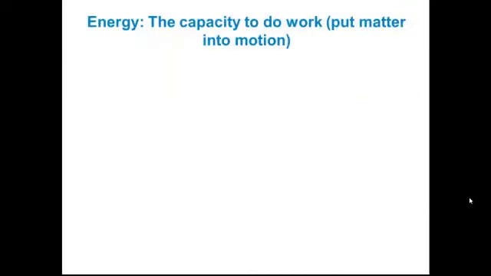The second part of chemistry is energy. Energy, by definition, is the capacity to do work, which means to put matter into motion. In this, we're going to look at two different types of energy. The first is kinetic energy, and that is energy of action. So when you have something that is moving, it is said to have kinetic energy.